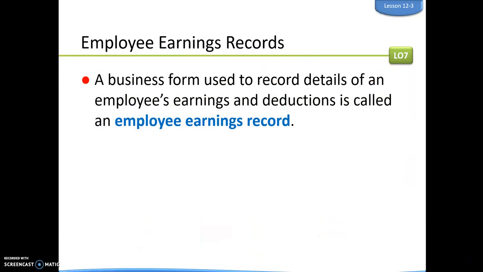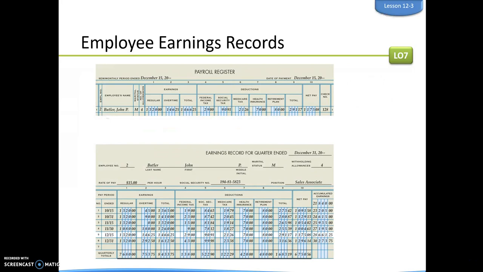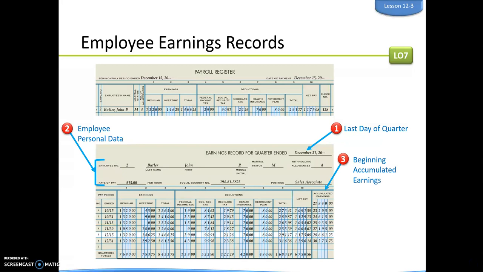A business form used to record details of an employee's earnings and deductions is called an employee earnings record. You would have a separate earnings record for each employee. You put the last day of the quarter, employee personal data, beginning accumulated earnings for the quarter.